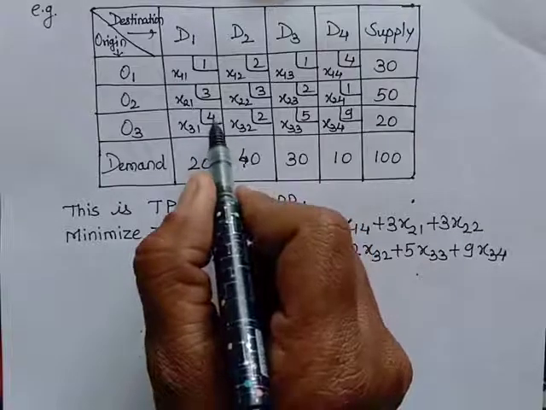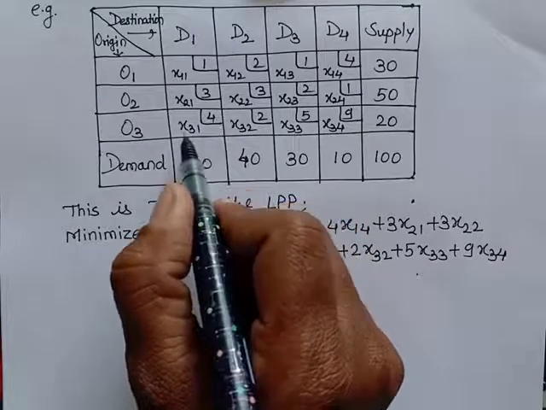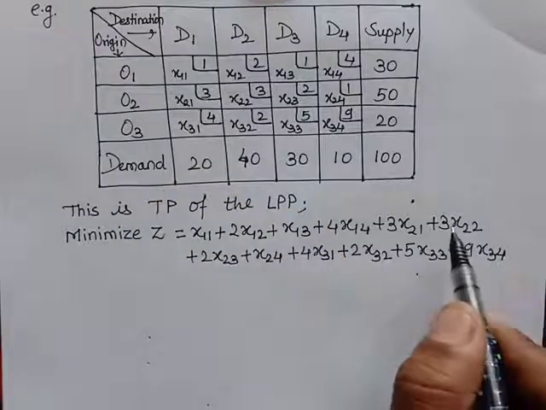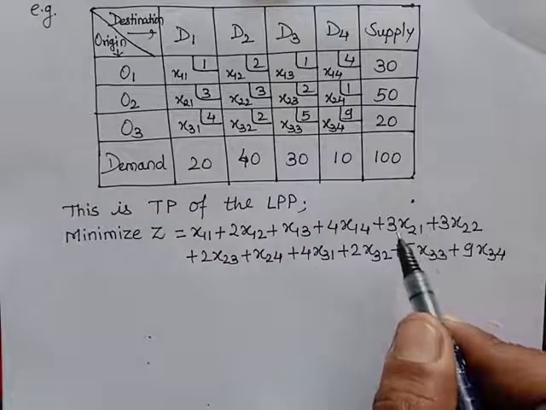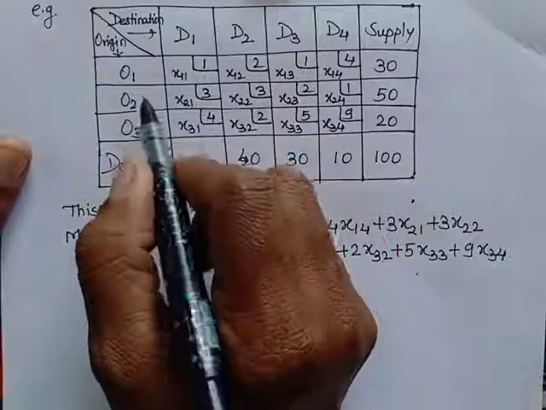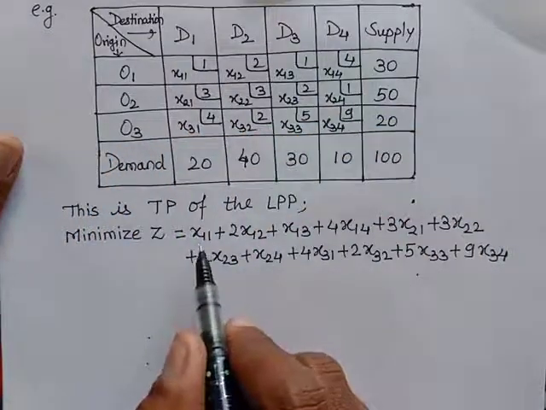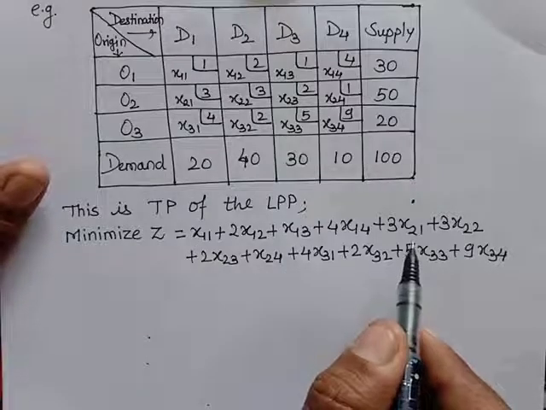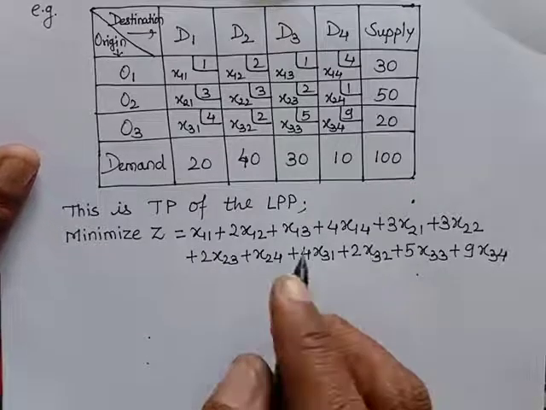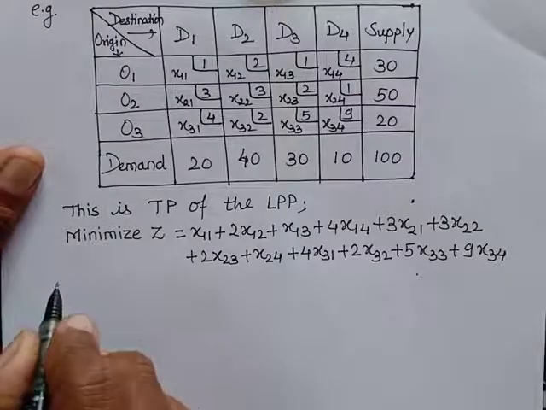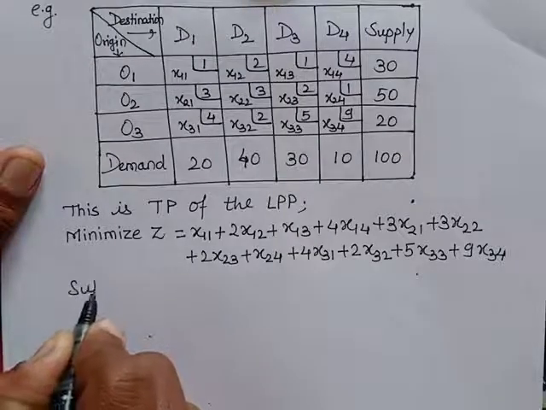Here we have to take the product of Cij with Xij, and we have to add them. Summation of i from 1 to 3, j from 1 to 4, of Xij into Cij. That thing we have to do here. Now the constraints. So let me write subject to.